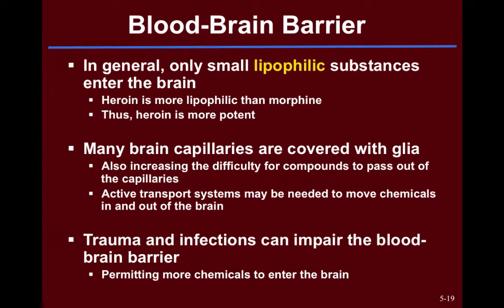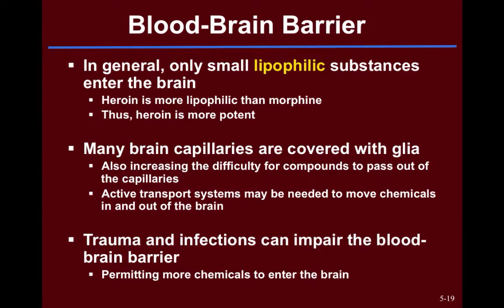Okay, so we've talked a couple of times already about the blood-brain barrier. This is that part of our brain structure made of glial cells, and its function is to protect the brain. In general, the only substances that can pass through the blood-brain barrier are small lipophilic substances. So these are substances that bond to fats. Heroin is more lipophilic than morphine, so it is easier for it to pass through the blood-brain barrier, and it ends up with a higher potency because of that.